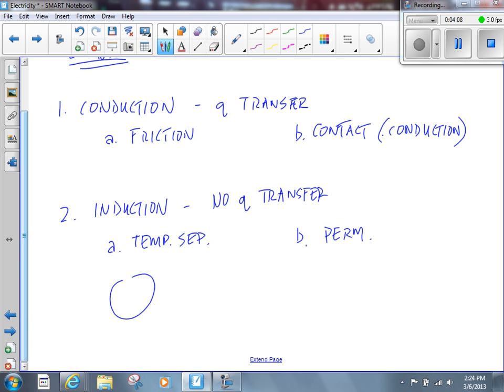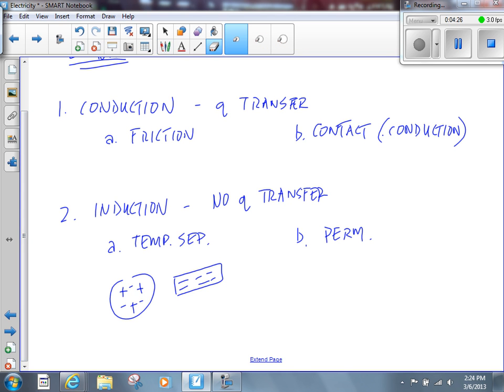Let's say we have a neutral object here with 3 positives and 3 negatives. We bring a negatively charged object nearby. What happens to the protons in this neutral object? What happens to the protons here? They stay there, right? Nothing happens to the protons. Something happens to the electrons, though. They're free to move because they're not tightly bound to the nucleus like the protons are.